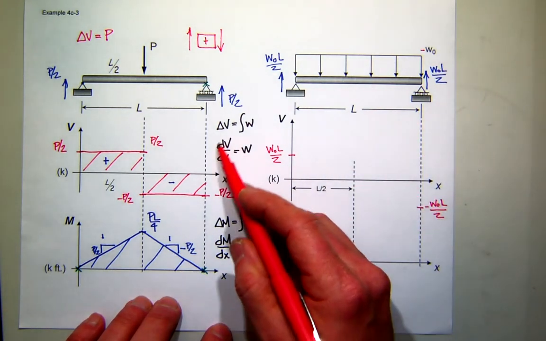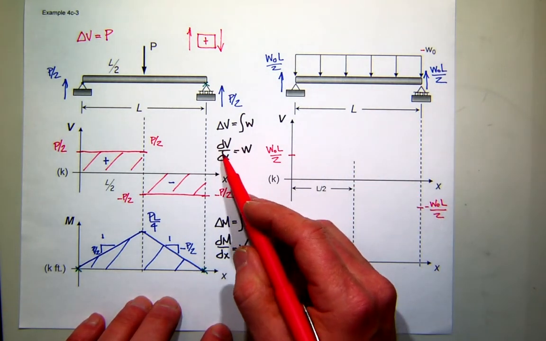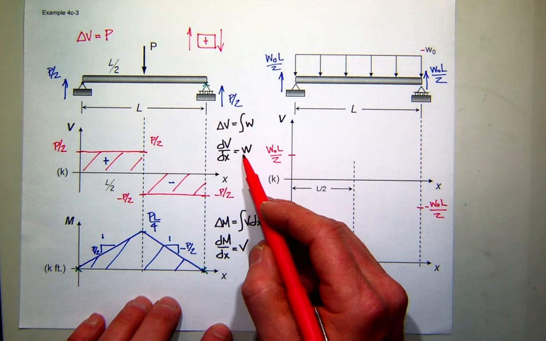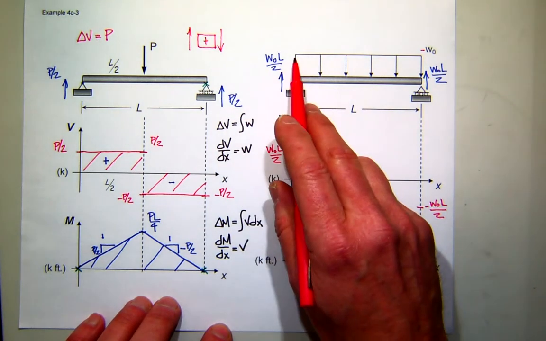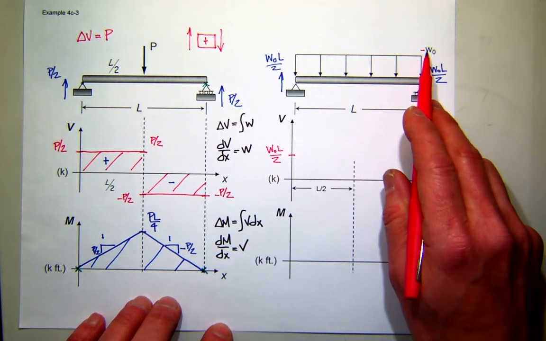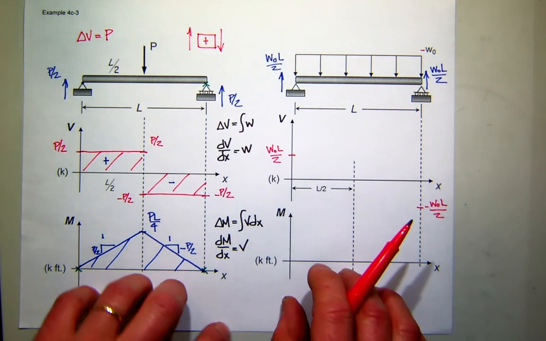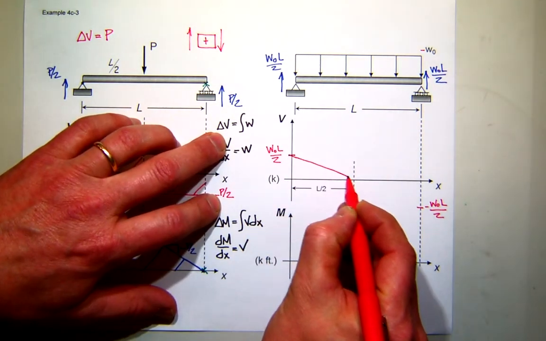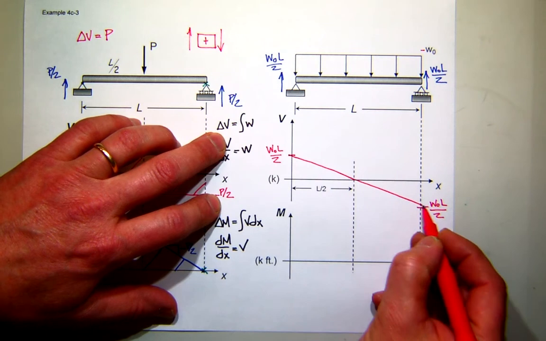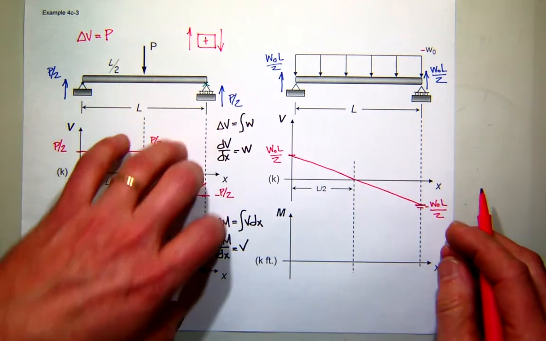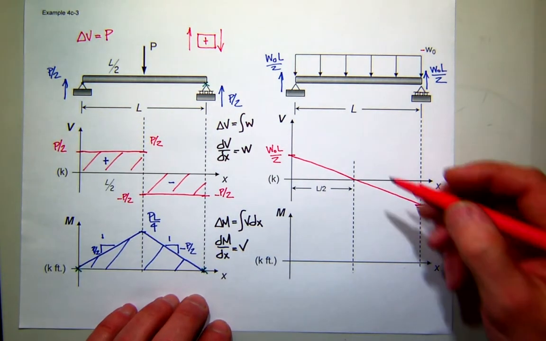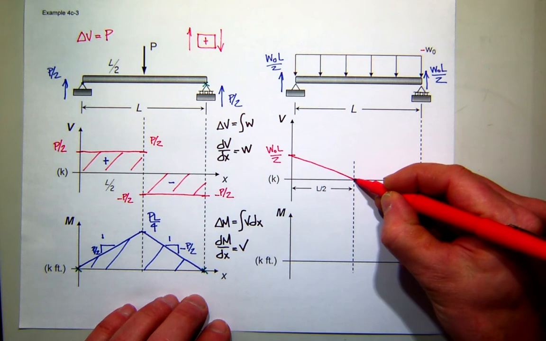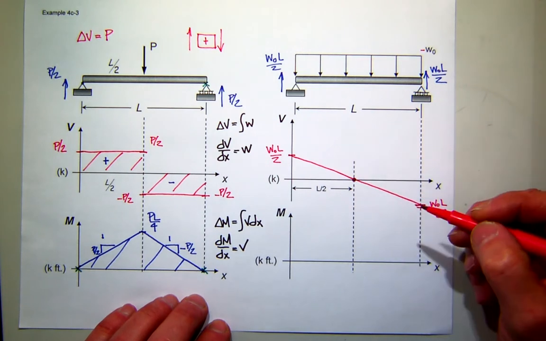What's the shape of the curve in between? Well, according to this, the slope of the shear diagram is equal to the load, and the load is constant and negative. So if I draw this to scale, which I probably won't be able to do, it's close enough. You can see that I'm going to get 0 shear right here in the middle.